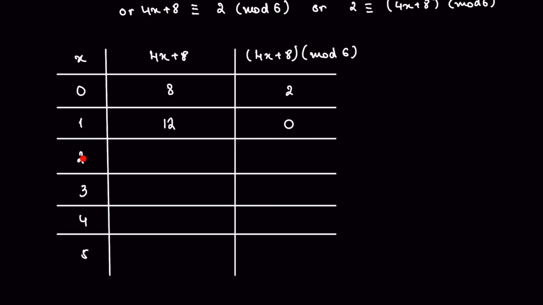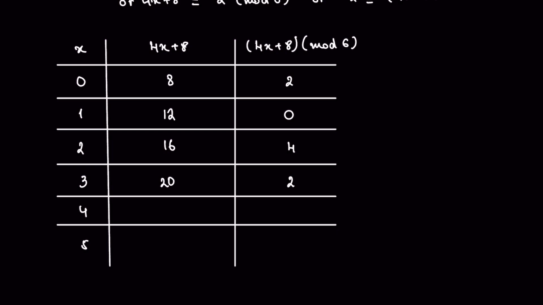When x equals 2, 4 times 2 is 8, 8 plus 8 is 16. 16 mod 6 is going to be 4. And when x equals 3, you have 3 times 4 is 12, plus 8 is 20. 20 mod 6 is going to be 2. That means the remainder is going to be 2 when you do 20 divided by 6.